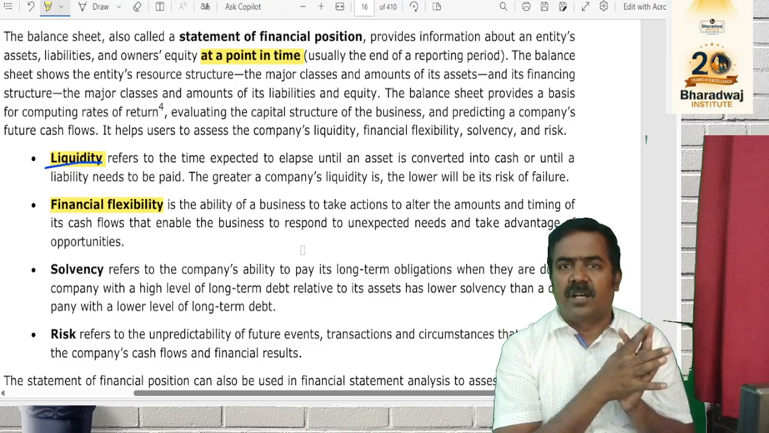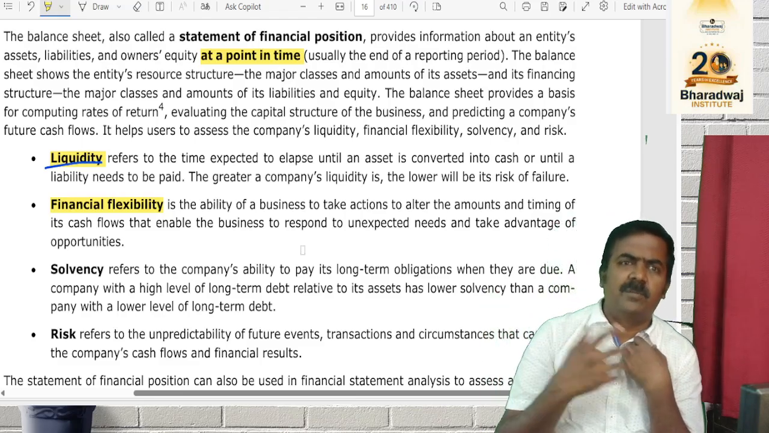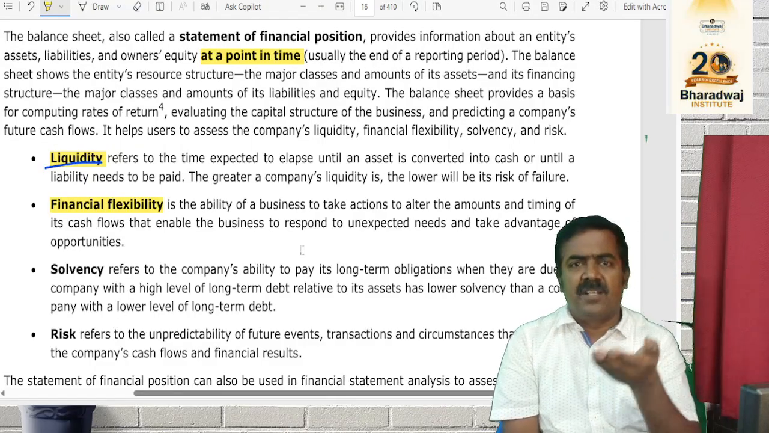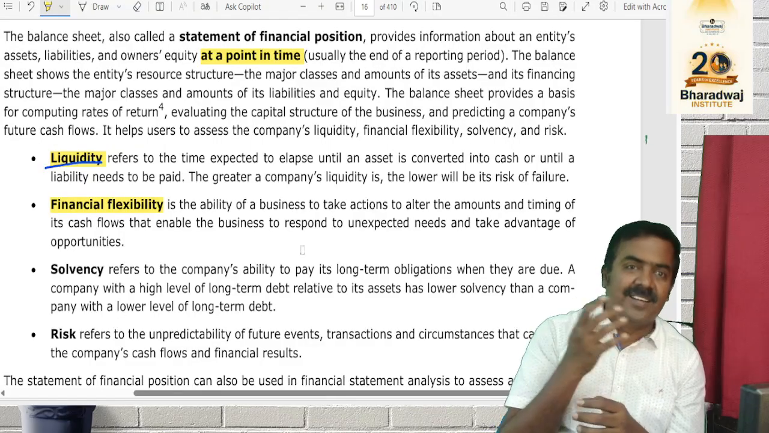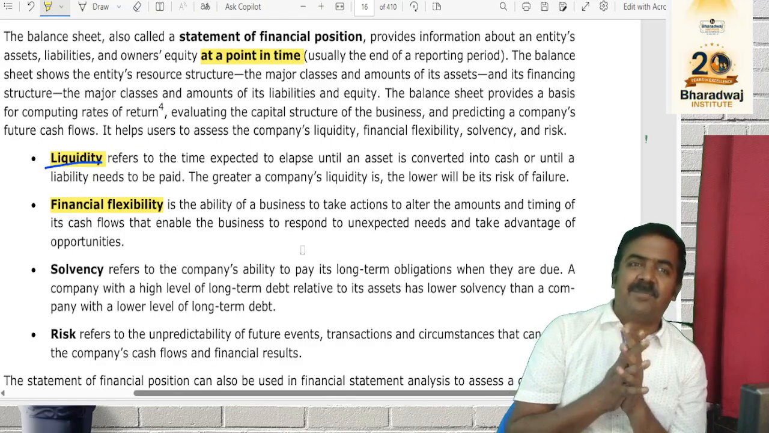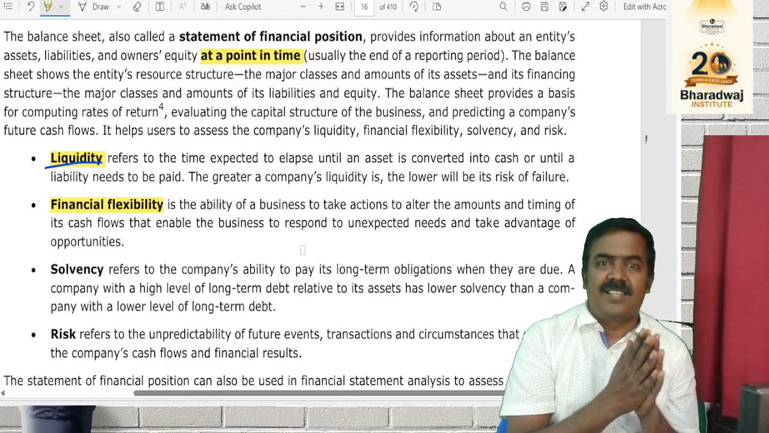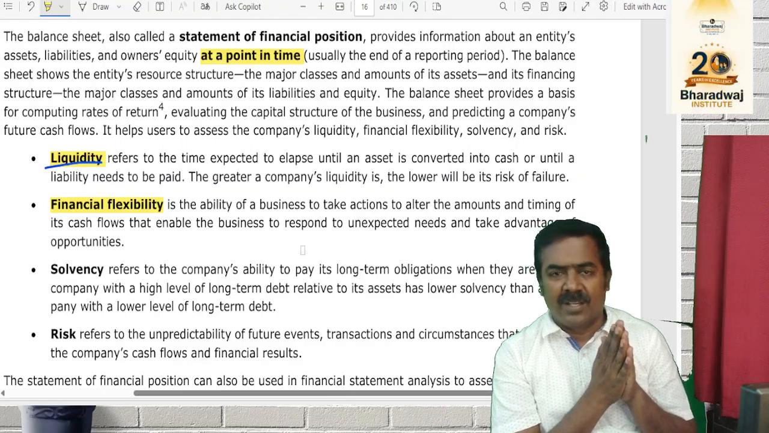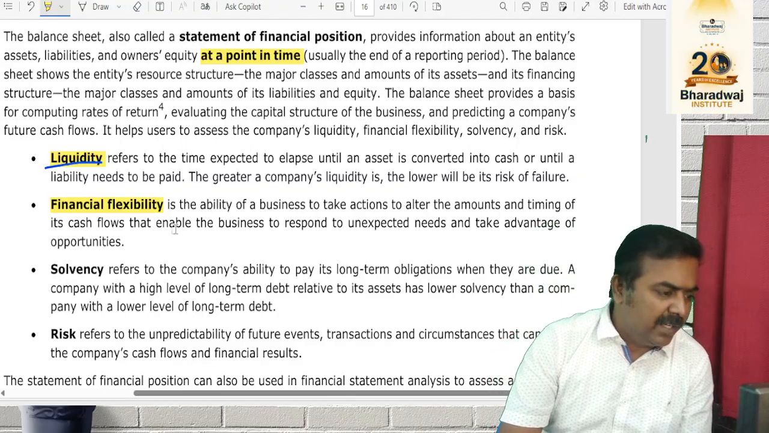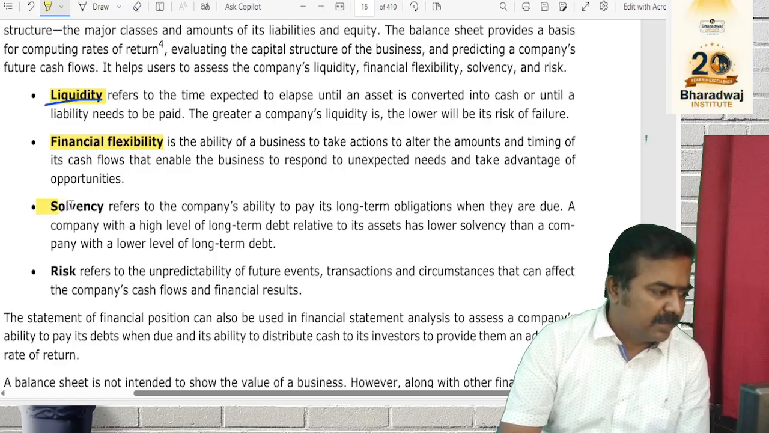For example, no cash flow is going to come for the next 3 or 4 months. How are you going to solve it? Yes, we can borrow. We have got the ability to borrow. We have got investments we can sell and get the money. You are financially flexible. Already you are having very high borrowing, and assets are not saleable. Then you are not financially flexible. So financial flexibility can be tested. What is the next one?